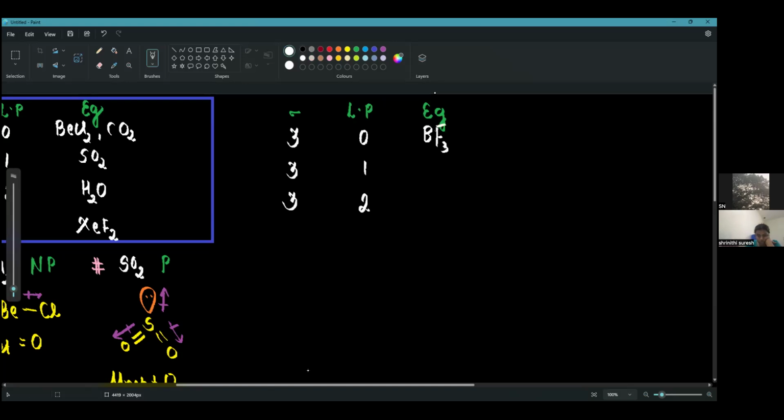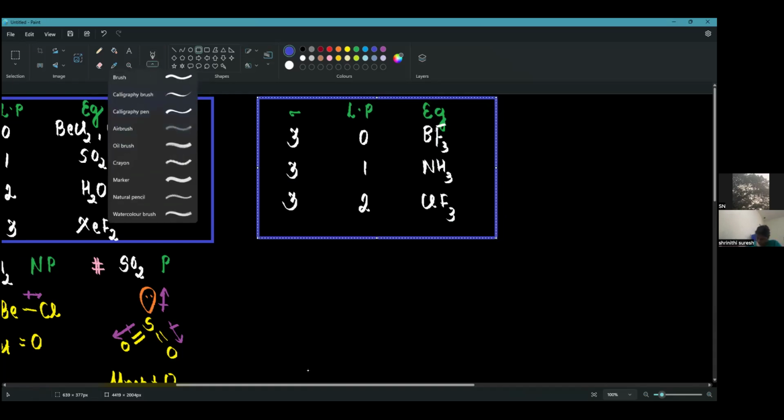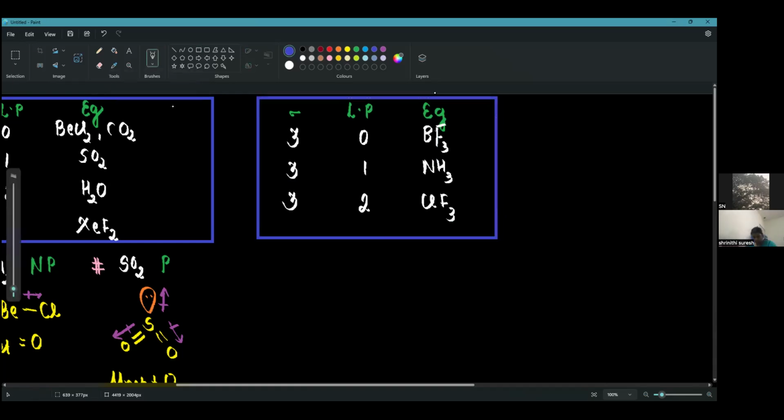What was the example for 3-1? NH3. And the example for 3-2 was ClF3 or BrF3, you could take anything. So these were the examples. Now let's take the first, that is BF3.